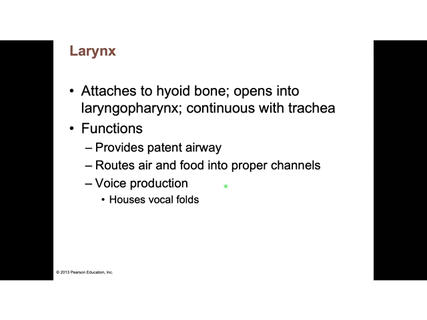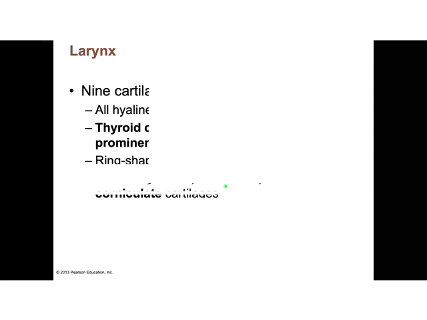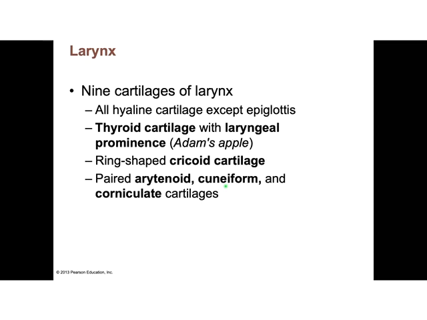Okay. The larynx attaches to the hyoid and opens into the laryngeal pharynx and is continuous with your trachea. It allows us an open airway, and it routes air and food into the correct channel, and it also houses the vocal cords. The cartilages of the larynx, with the exception of the epiglottis, are all hyaline cartilage. Thyroid cartilage has a laryngeal prominence called the Adam's apple in males. It's much less prominent in females.